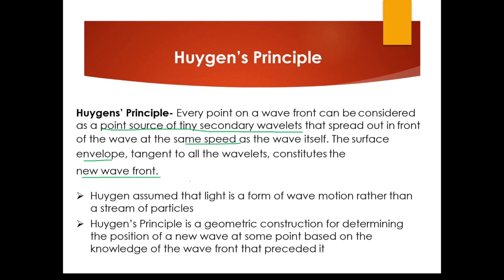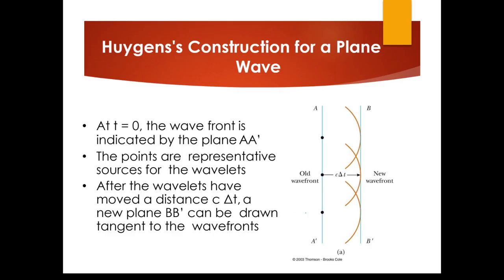He assumed that light is a form of wave motion rather than a stream of particles. So they came together and made this envelope which constituted the new wavefront. And his principle is a geometric construction for determining the position of a new wave at some point based on the knowledge of the wavefront that preceded it. So what did this wavelet and new wavefront look like?